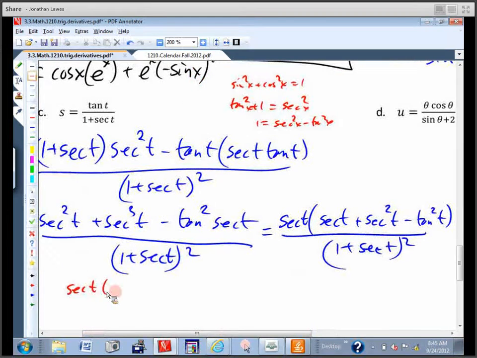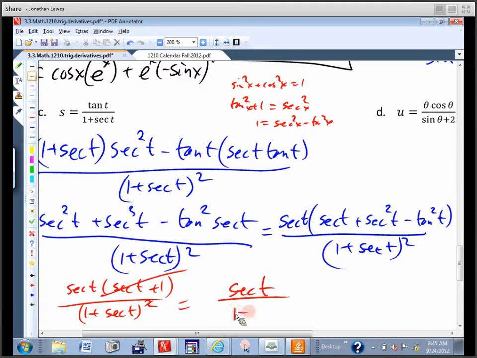So this is what I've got. Secant t plus 1 over 1 plus secant t quantity squared. And now, even though these are in the opposite order, it's an addition problem, commutative property of addition. I can cancel this one with that one, and the answer is secant t over 1 plus secant t. If that were in the back, pretty tough to see where you go from here to get to there. But again, using identities, yeah.